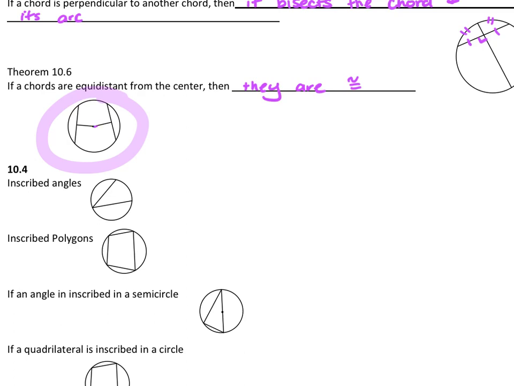we have two chords that are, in order for them to be equidistant, you would have to see little right angles on these, and then these would have to be marked as congruent. So if the right angle's there and the congruency marks are there, then I would know that this chord is congruent to this chord, and the reverse. If those two chords are congruent, then I would know that they're equidistant from the center.